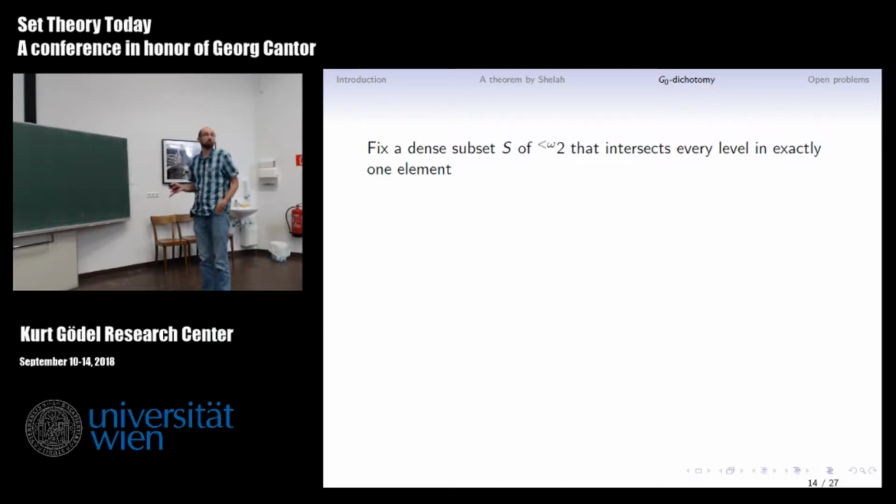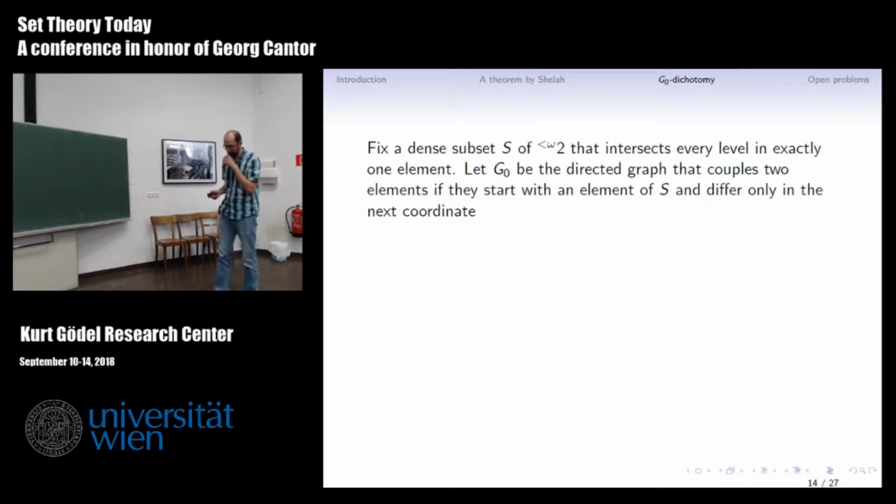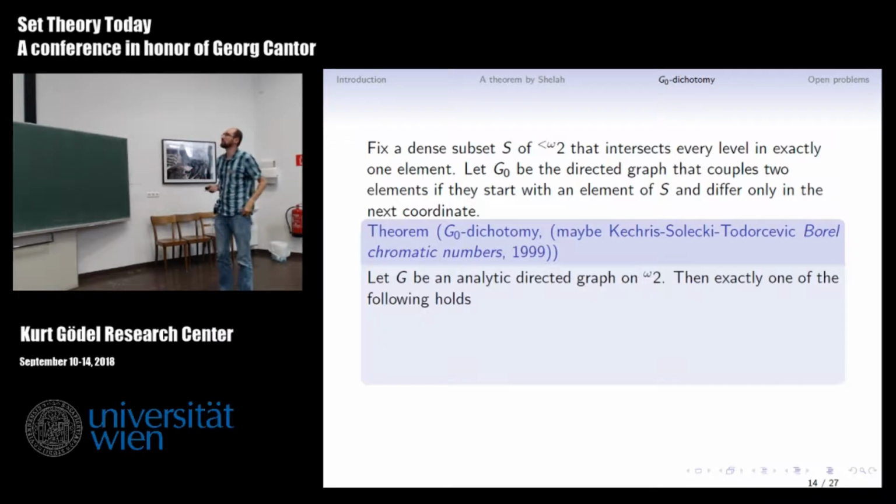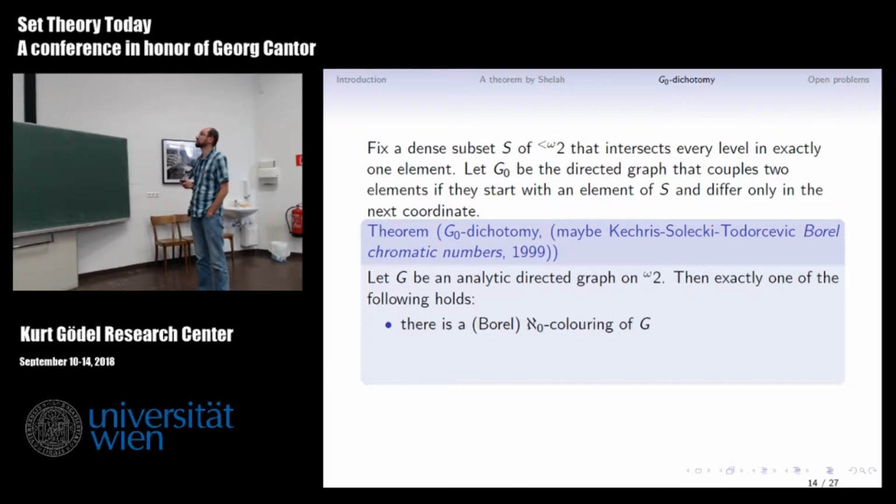So what is the G0 dichotomy? The G0 dichotomy is something classical. Let's fix a dense subset S of 2 to the less than omega that intersects every level in exactly one element. And let's pick a graph that couples two elements only if they start with the same element of S and they differ only in the next coordinate. So they are the same until a certain point, something that is in S, then they differ, one is 1 and one is 0, and then they are the same above. This is the definition. I'm not sure if this is the right paper, I think so. The theorem is that if we have an analytic directed graph on 2 to the omega, then exactly one of the following holds.